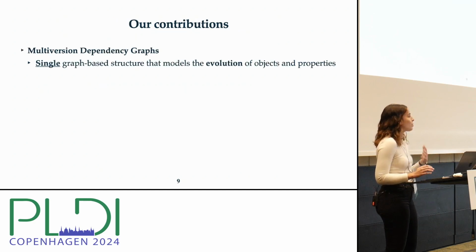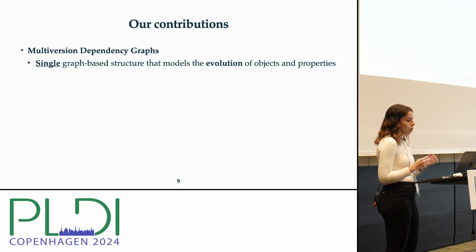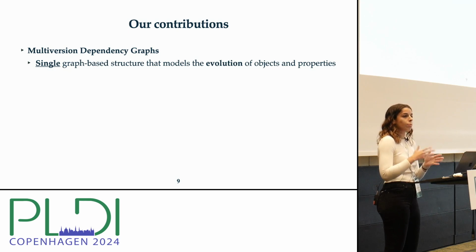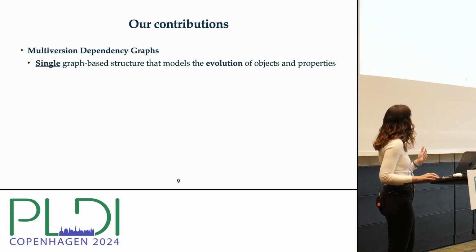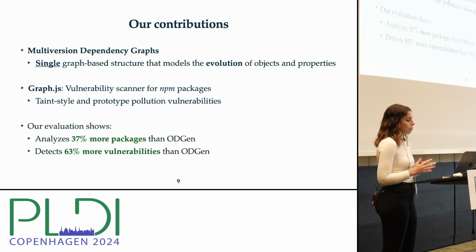And how do we achieve this? So basically, we do this by, instead of including all of those program representations that ODGen includes, relying on a single graph that models the evolution of the objects and their properties during program execution. And we call them multiversion dependency graphs. We also implemented GraphJS, which is a vulnerability scanner for NPM packages based on these MDGs. And our evaluation shows that we are able to analyze 37% more packages than ODGen and actually detect 63% more vulnerabilities without losing precision.